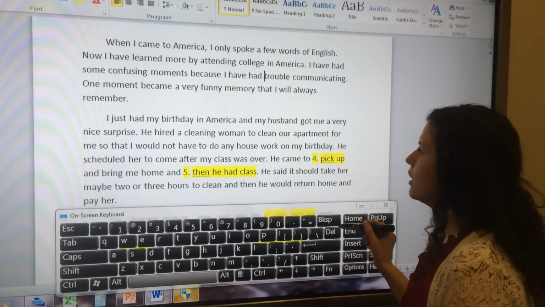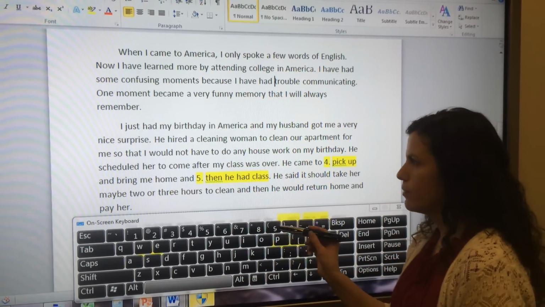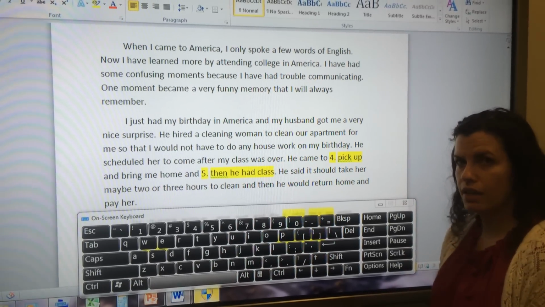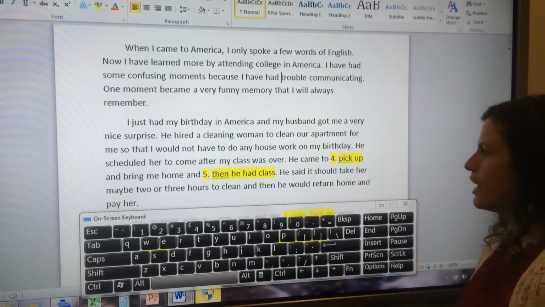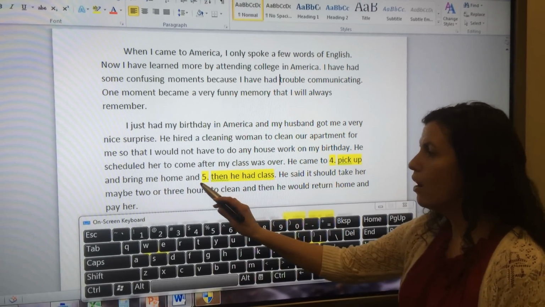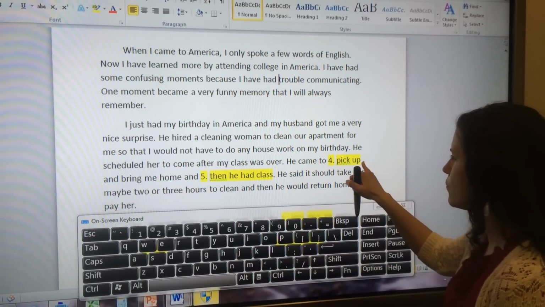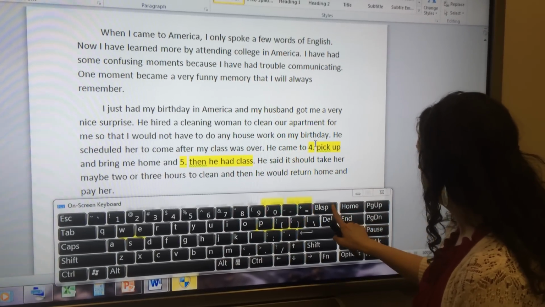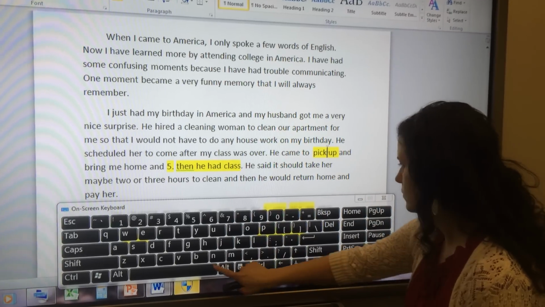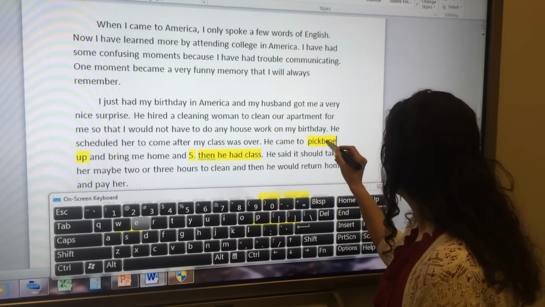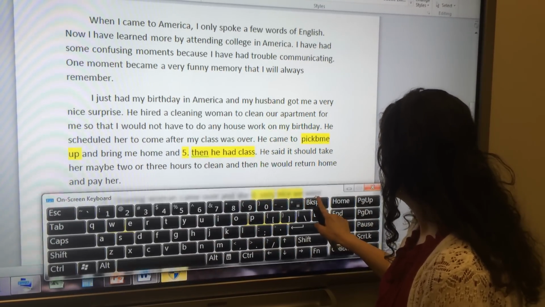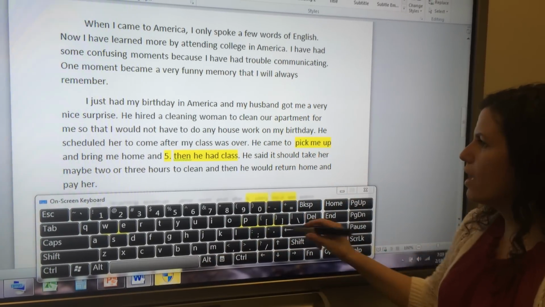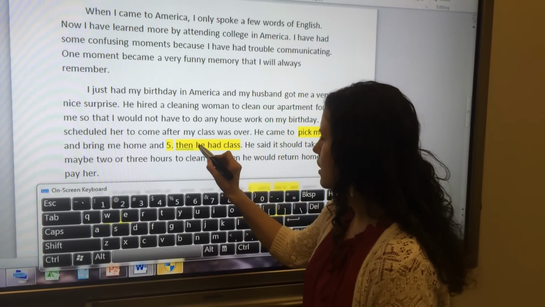I just had my birthday in America, and my husband got me a very nice surprise. He hired a cleaning woman to clean our apartment for me so that I would not have to do any housework on my birthday. Okay? He scheduled her to come after my class was over. He came to pick up and bring me home. So we have to fix this. This is a common phrase in America. He came to pick me up and bring me home, and then he had class.